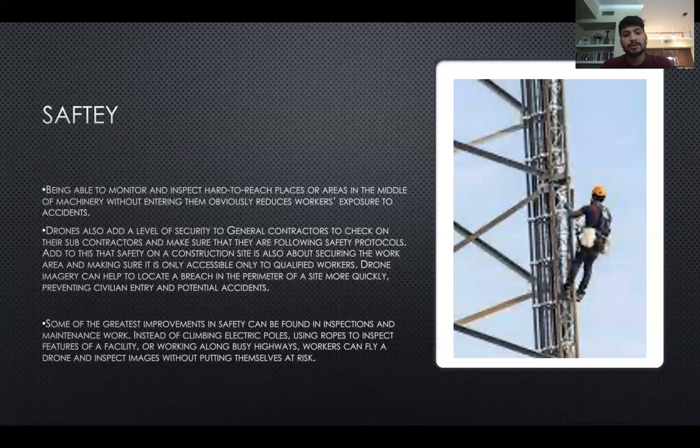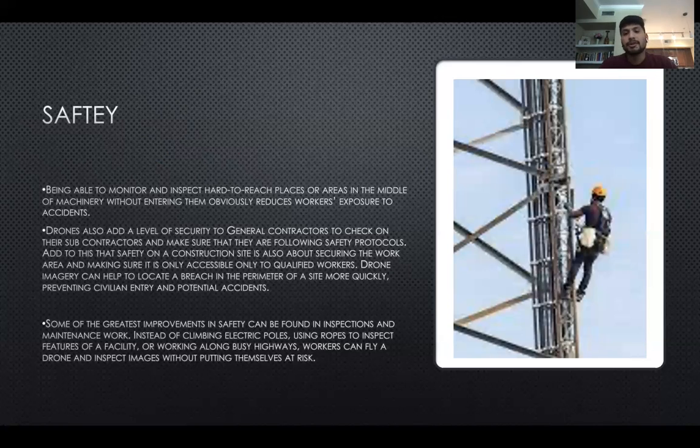Some of the greatest improvements in safety can be found in inspections and maintenance work. Instead of climbing electrical poles or using ropes to inspect features of a facility or working along busy highways, workers can fly a drone and inspect images without putting themselves at risk.